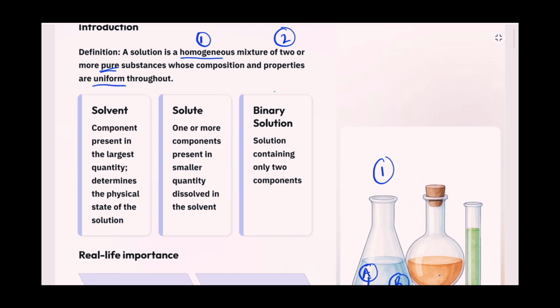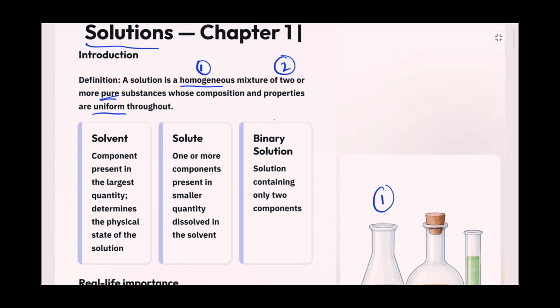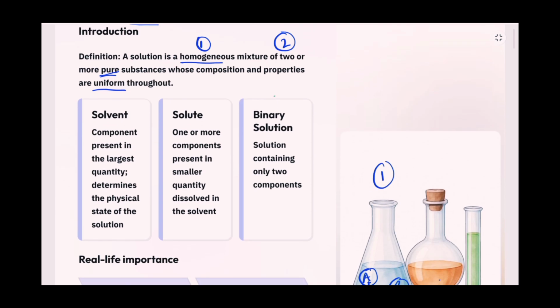So when I use this word solute, we all know the meaning of solute from lower classes. Let's quickly delve into the definitions. Solute is the component which is present in the smaller quantity, and solvent is the component which is present in the largest quantity, and it determines the physical state of the solution, right? Then binary solution. What is a binary solution? As you can see, the word is binary, which means it is made up of two components. So it is a solution which contains only two components. So these were some simple definitions.